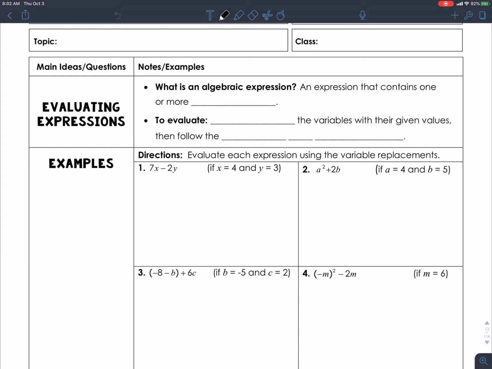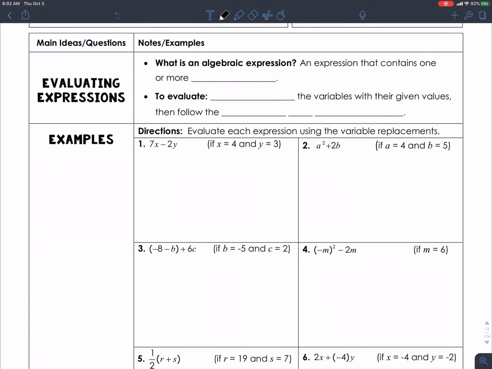So let's start at the very top here, evaluating expressions. What is an algebraic expression? It's an expression that contains one or more variables. And I'm going to add one thing: no equal sign, because an expression has no equal sign, an equation does. What are the first four letters of equation? EQUA, just like equal. So an equation has an equal sign, an expression does not. So you can't really solve expressions like we're doing today. You evaluate them for the information you're given, which kind of means find out what the final simplest answer is if you can.